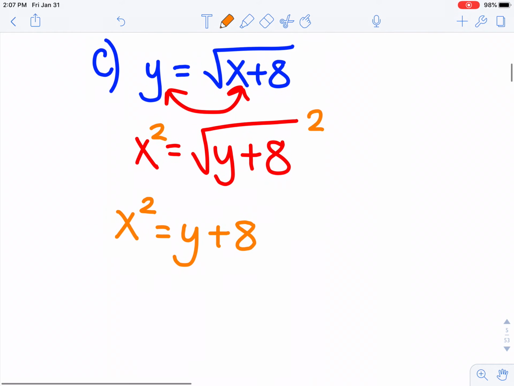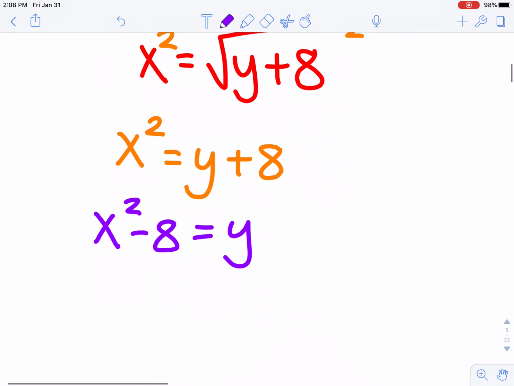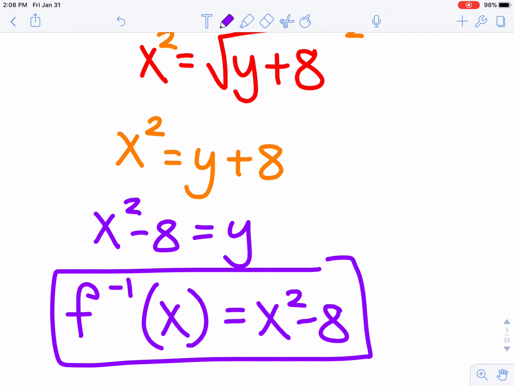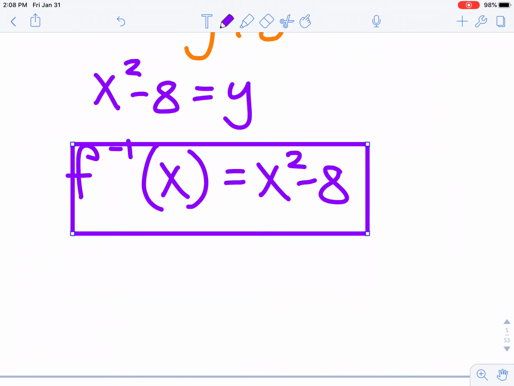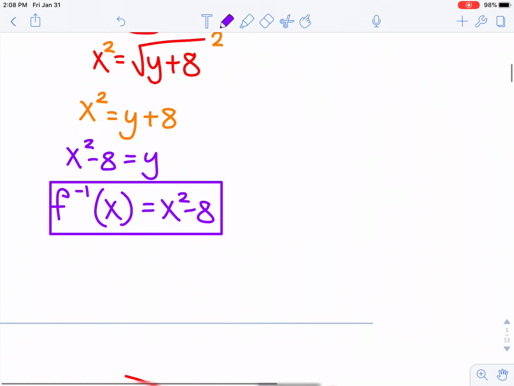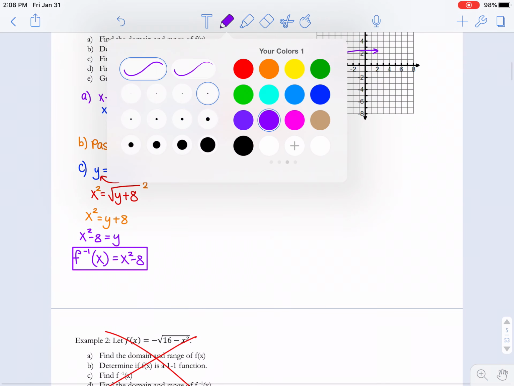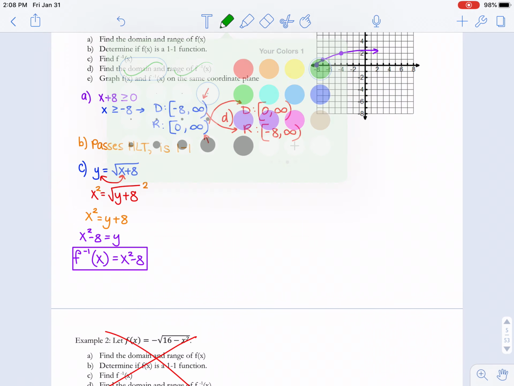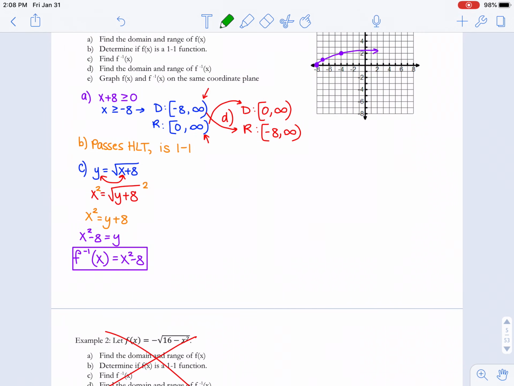And then we're going to go ahead and subtract the 8 over. So now the y is isolated, and that means I can write out that f inverse of x equals x squared minus 8. Gorgeous. Now, the last part says, let's graph that. Here's the thing. If I graph this function, x squared minus 8, let's do a different color than we did the original. So I'll pick green.